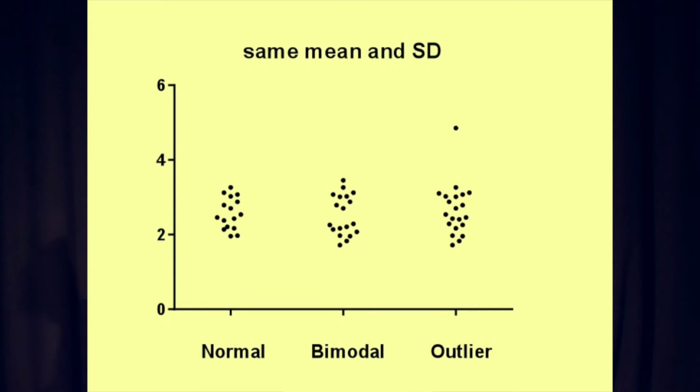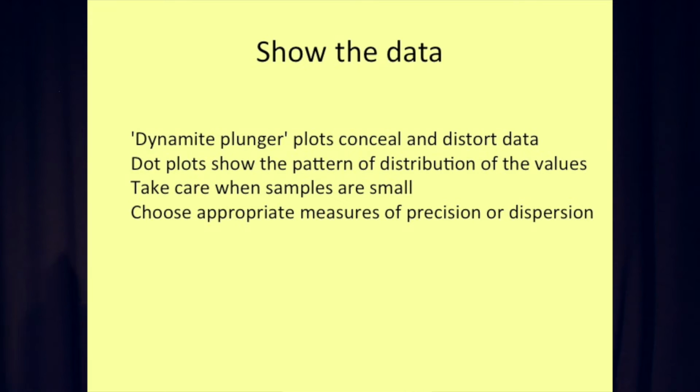So, if you show all the data as dots, then you may pick up the fact you've got a single population, maybe you've got 2 populations, or maybe you've got an outlier which is altering your data. Dot plots are a good quality control device. I've mentioned the first 3 of these things already. The fourth, the measure of precision and dispersion, I'm going to touch on now.